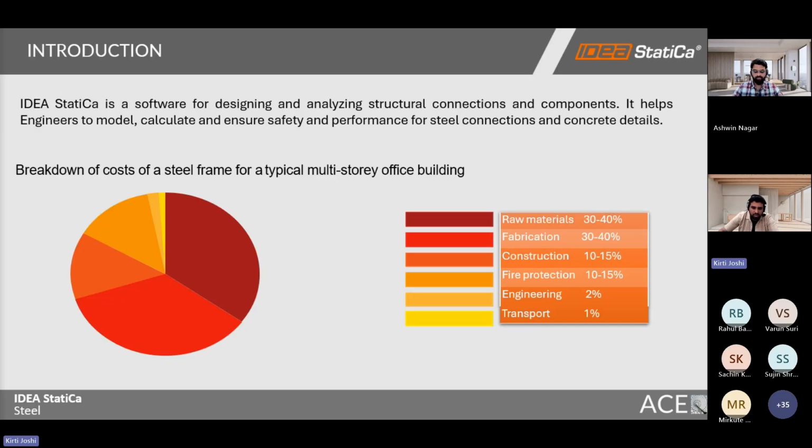So as you can see on the screen, the breakdown of cost for a typical multi-story building is around 60 to 80% of the total cost of an end product that goes for the raw materials and fabrications. So, as a designer, it is our responsibility to avoid over designing of the steel connections, and to provide the accurate and the practical steel connection data.